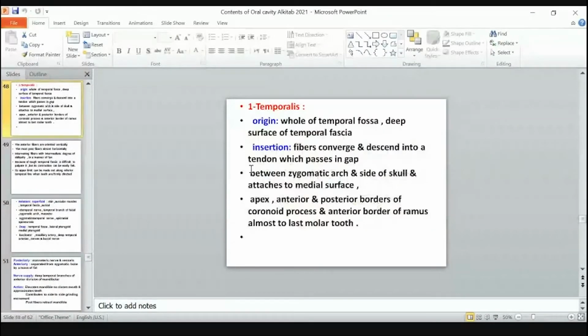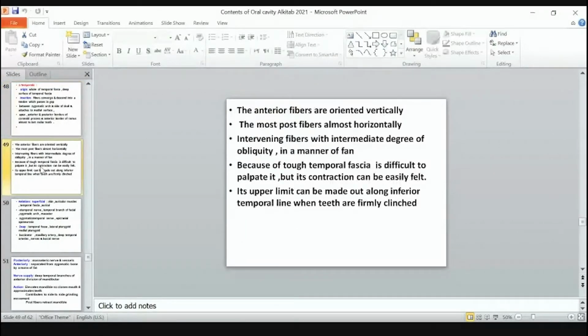So temporalis, the origin: whole of temporal fossa, deep surface of temporal fascia. Inserted: fibers converge and descend into a tendon, which passes in the gap between the zygomatic arch and the side of the skull and attaches to the medial surface, apex, anterior and posterior borders of the coronoid process, and the anterior border of the ramus almost to the last molar teeth. The anterior fibers are oriented vertically, the most posterior fibers almost horizontally, and the intervening fibers with an intermediate degree of obliquity, in the manner of a fan.